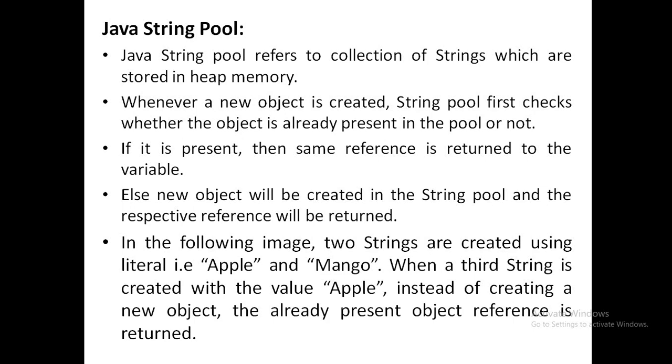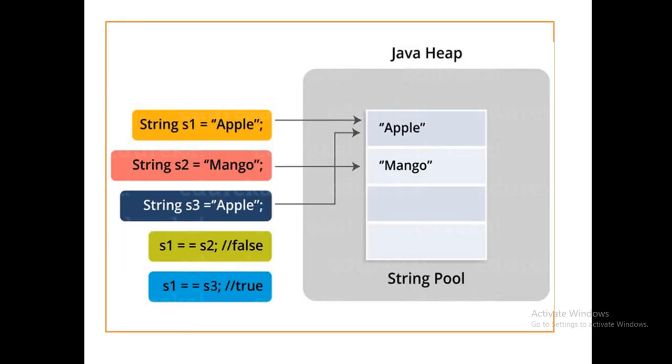In the following image, there are two strings being created, apple and mango. When a third string is created with the same content apple, instead of creating a new object, the already present object reference is being returned. So here string s1 stores apple and s2 has mango, and s3 is again created with the content apple, which is linked to the already present string apple in the heap memory.